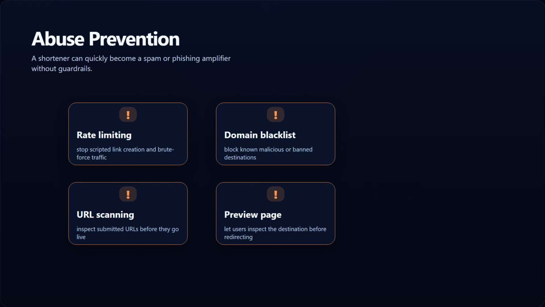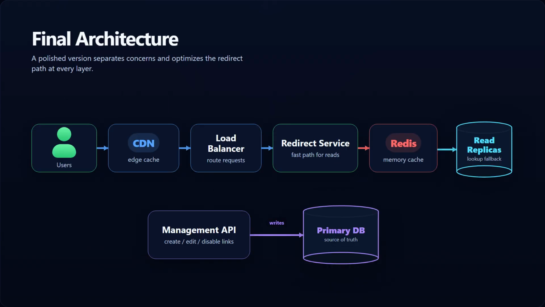And once those guardrails are in place, we can finally look at the complete architecture. Now we can see how all of this comes together. Reads go through the CDN, then the load balancer, then the redirect service, cache, and replicas, while writes and management operations follow a separate path into primary storage. Every component has a clear job, and every optimization is solving a specific problem. And that is what turns a very simple idea into something fast, scalable, and much more robust.